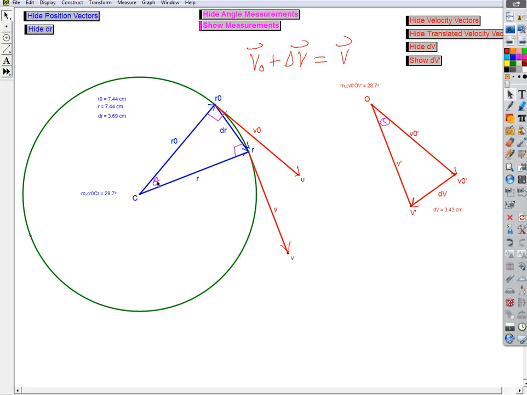Furthermore, if that angle is congruent to this angle, and these are isosceles triangles, which they are, right? Because the magnitude of the distance vector hasn't changed. It's just the radius of the circle. And the magnitude of the velocity vectors are just the constant speed. So they haven't changed, right? So if we look at the measurements of these, notice that the initial position, 7.44 centimeters, just arbitrarily. Final position, 7.44 centimeters, right?